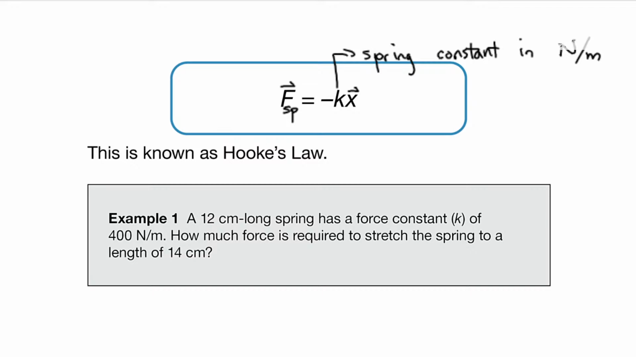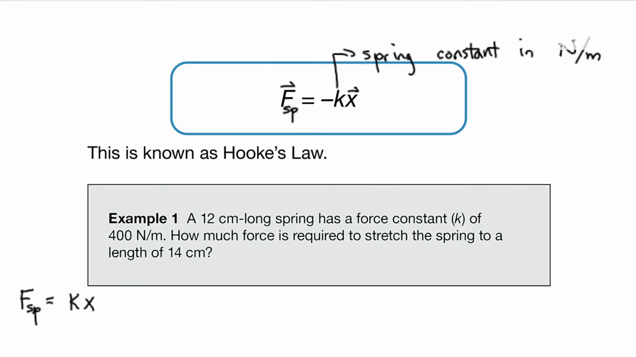So a question we can take a look at that uses this, but also has a few hooks involved, and I do, pardon the pun there, is the case we have here. So this example says a 12 centimeter long spring has a force constant k of 400 newtons per meter. And the question we're asked is how much force is required to stretch the spring to a length of 14 centimeters. Well, they bring up a spring constant. We've got forces involved. So this is all going to be about Hooke's law. So the magnitude of that force looks like the spring constant times the magnitude of the displacement.